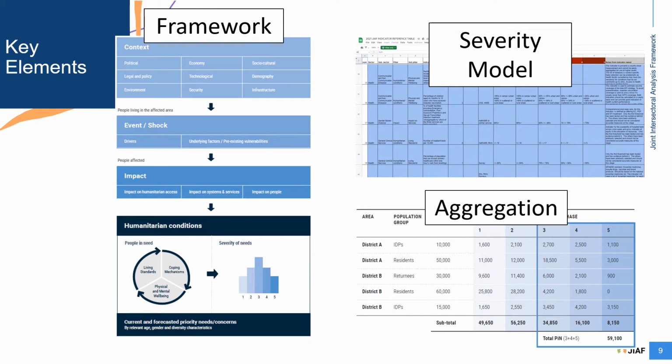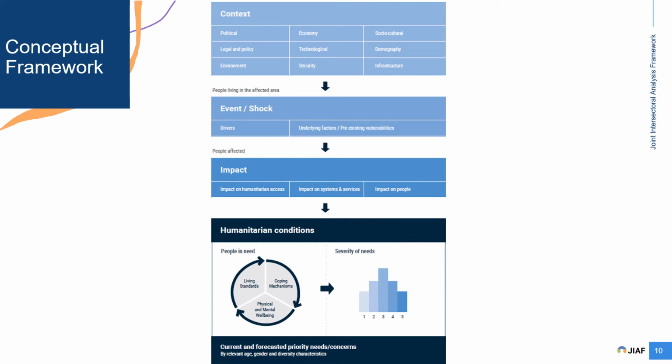Let's first spend a little bit more time in understanding better the conceptual framework. As explained in Module 1, the conceptual framework is built around 5 pillars, starting with context, followed by event, shock, impact, humanitarian conditions, and current and forecasted priority needs. Each of these pillars contain different sub-pillars.